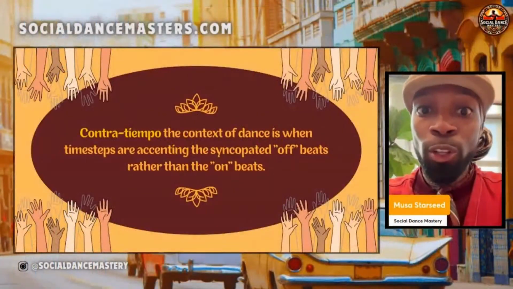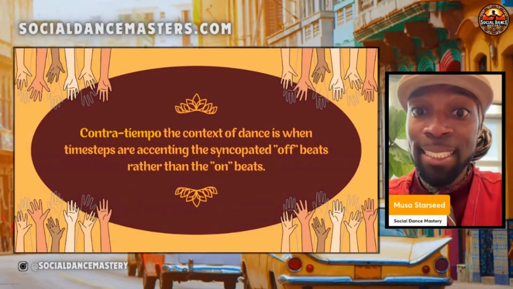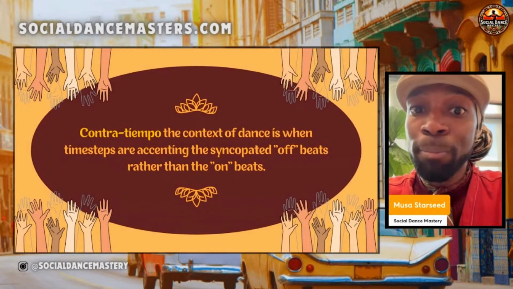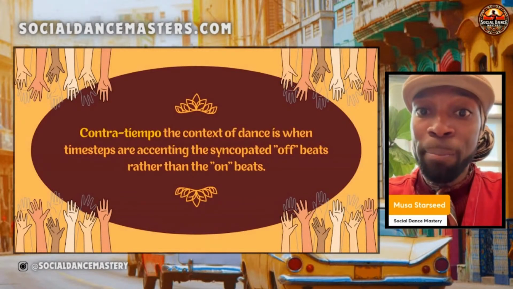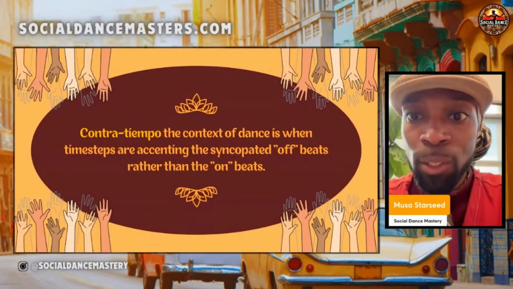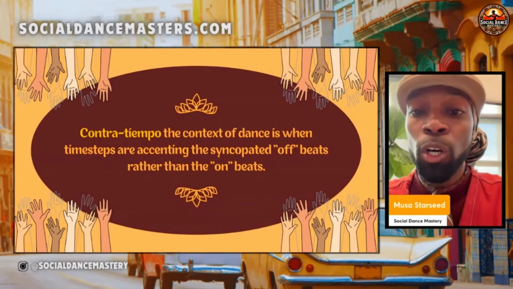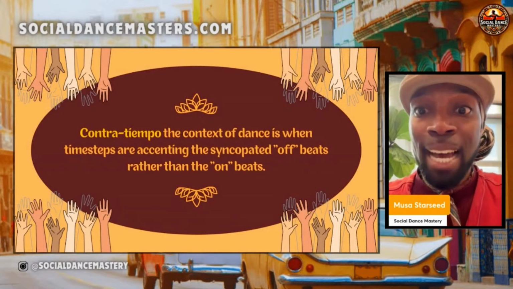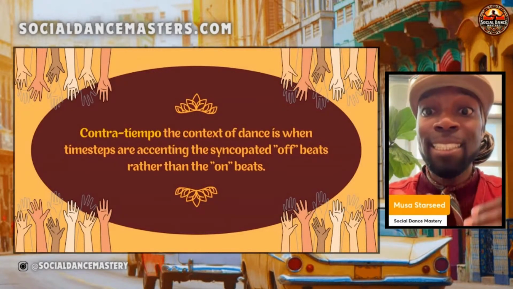Okay, so contratiempo in the context of dance is when time steps are accenting the syncopated offbeats rather than the on beats. So how I can break this down is, let's just break down the word contratiempo. Contra meaning against, tiempo meaning time. So what do you have? Against time.